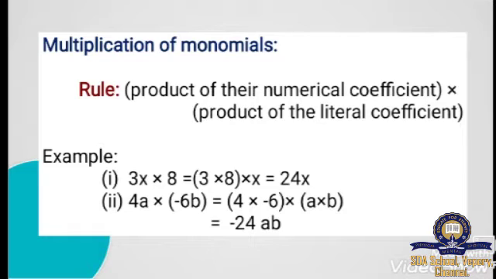In the second example, we have two terms, 4a into minus 6b. In the same way, first we take the numerical coefficients separately and the literal coefficients separately. When we multiply 4 into minus 6, we get minus 24. And a into b is ab. If we have the same variables, then we add their powers. If we have a into a, then we get a square.